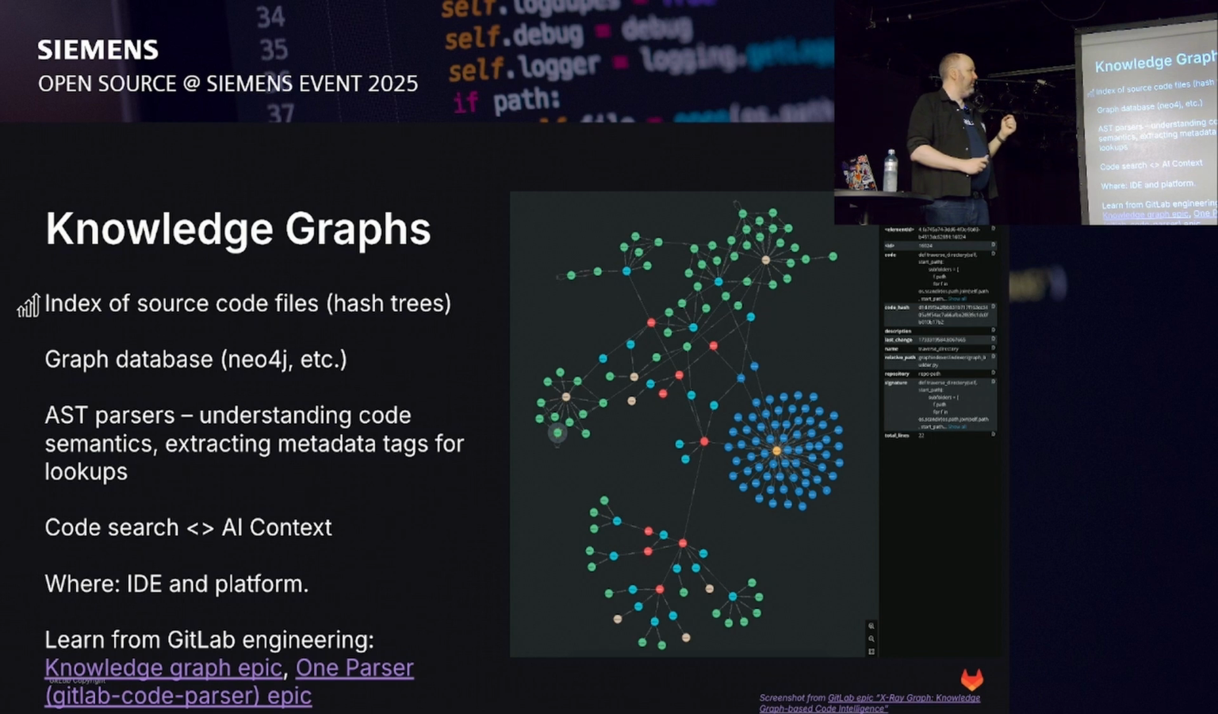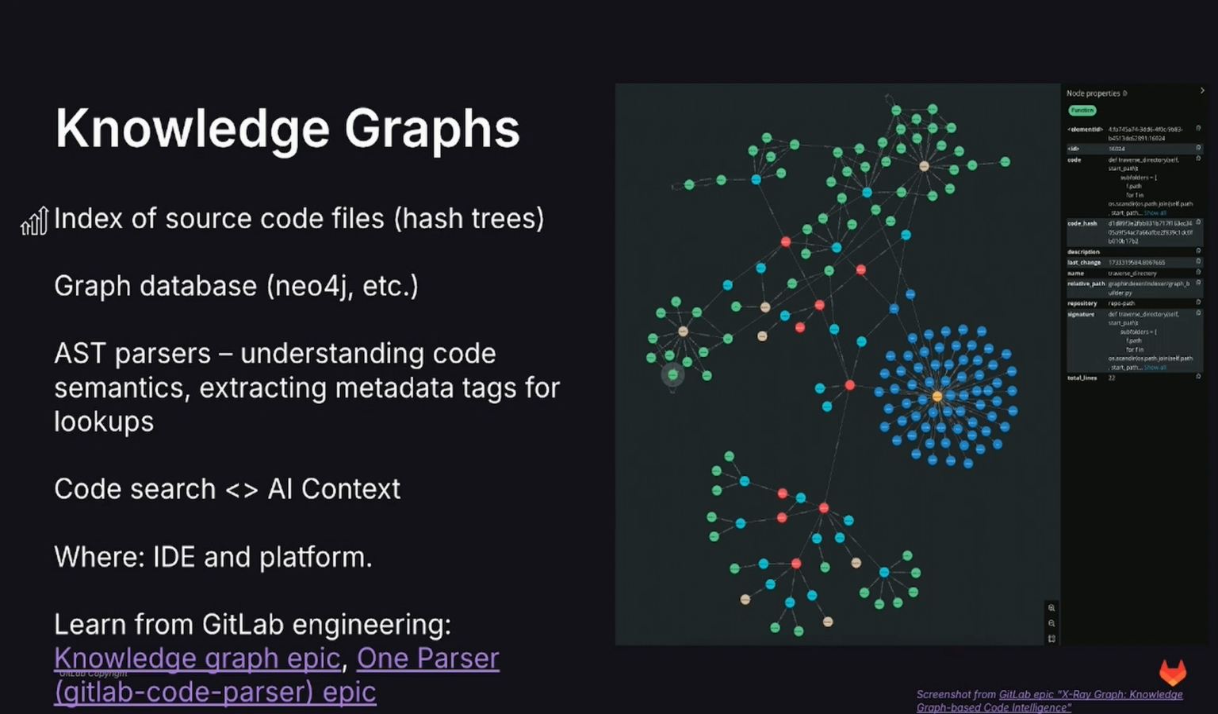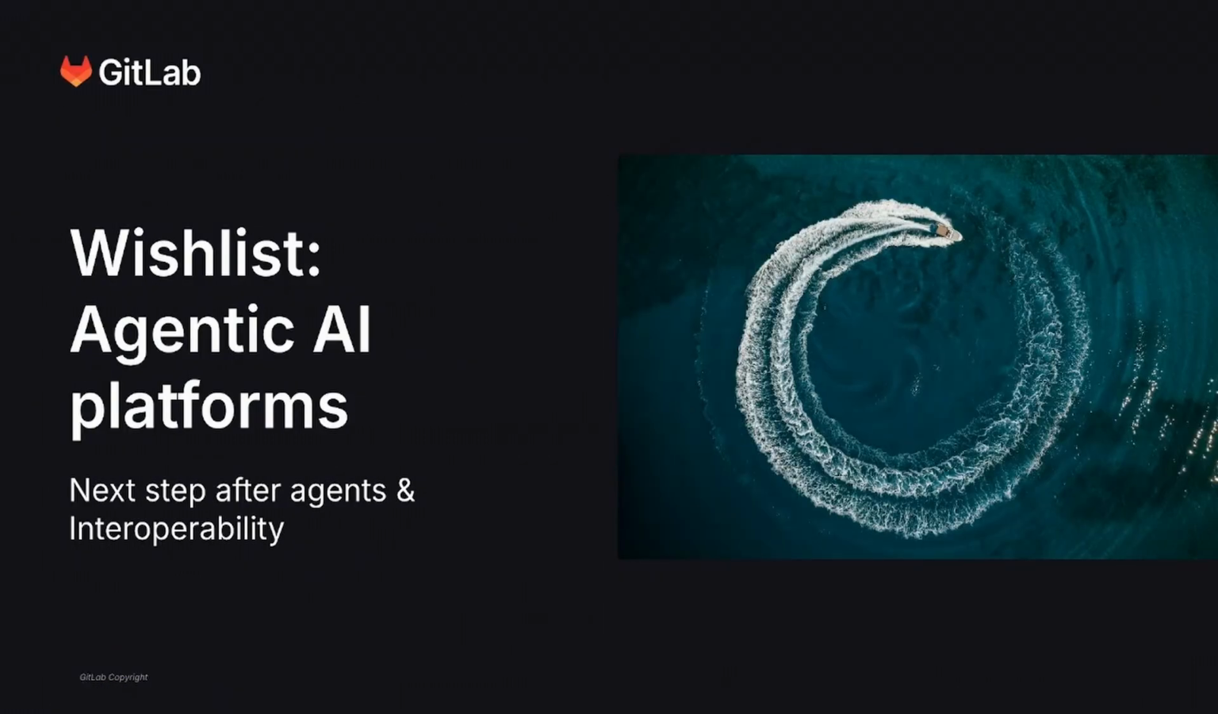One thing to go there is knowledge graphs. And this is a very technically complex thing, but the GitLab teams are working on that, so you can peek into the epics that are linked here and see how they are doing it. Essentially, it's an idea to create those hash trees and use graph databases to represent the code search as an AI context and have that fully integrated not only in the IDE, but also the platform where merge requests and other things are happening. It's still on the way, so this is a wish list.